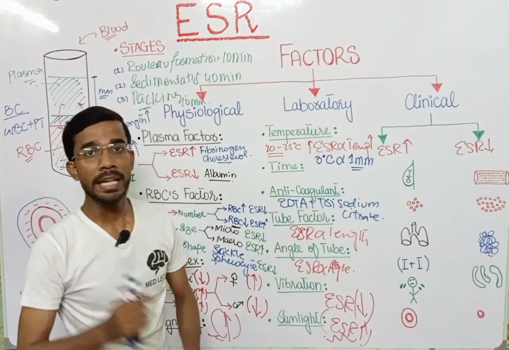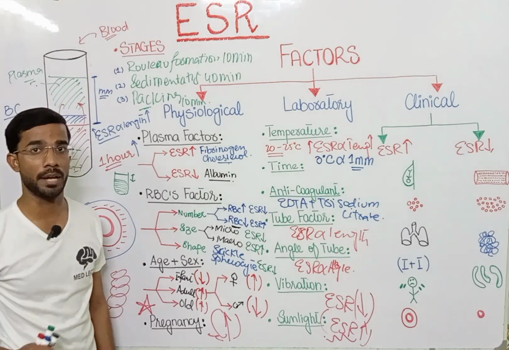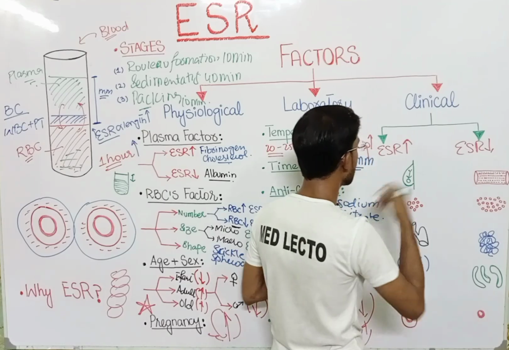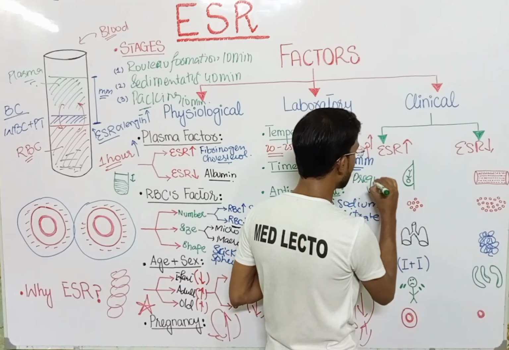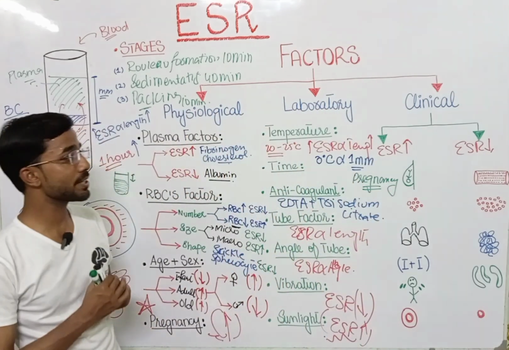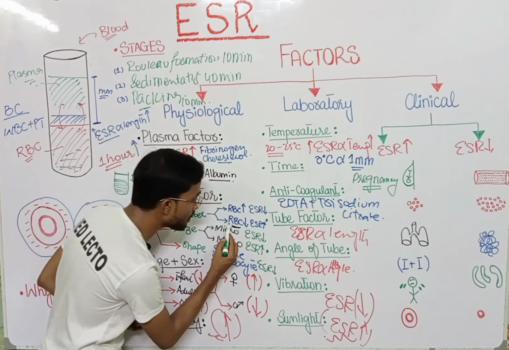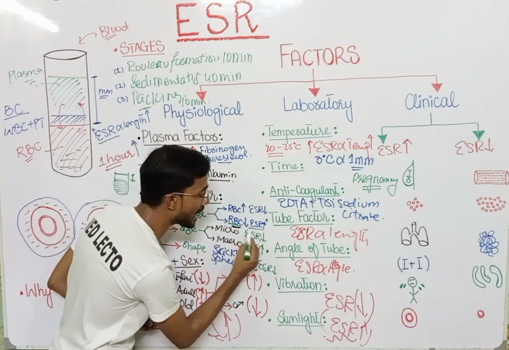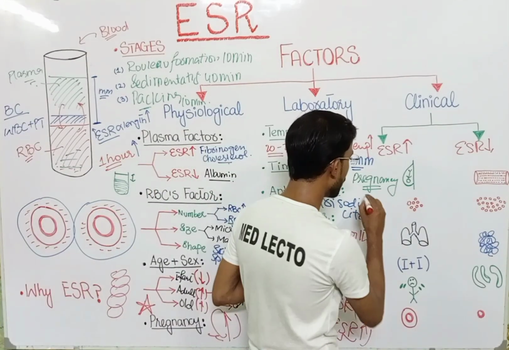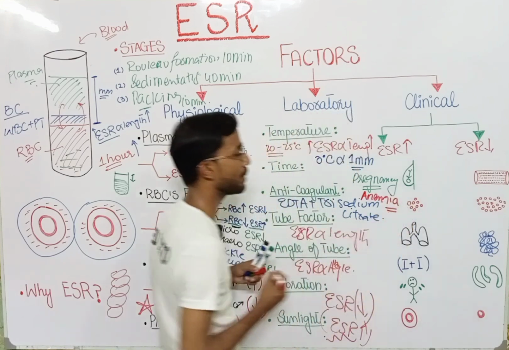So first of all, in pregnancy, as we have discussed, the ESR will be high due to hemodilution. So the first factor in which you will see a high ESR is pregnancy. Okay. Next important, in what situation? In anemia. As we have discussed, when the RBC count is reduced, you will see the ESR will be high. We have already discussed. So in anemia, you also see a high ESR.